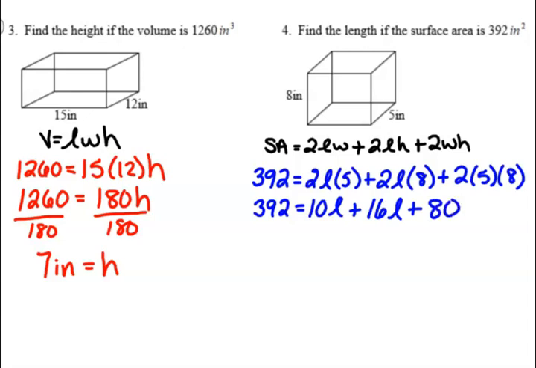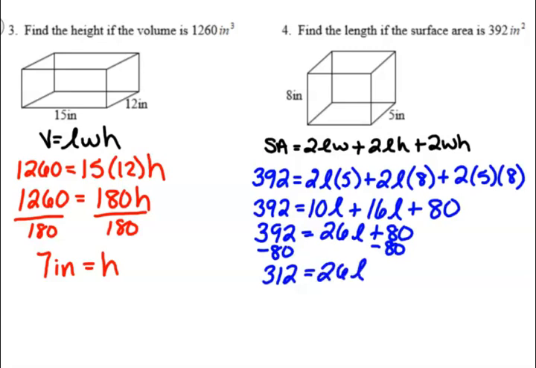Well, I have a 10L and a 16L. So let's combine those like terms. So 10 plus 16 is 26L. And now I'm going to keep solving my equation for L. So I'm going to subtract my 80. So 312 equals 26L. And so I can divide both sides by 26. 12, my unit is inches, is my length. If you need more time with examples 3 or 4, hit pause now.